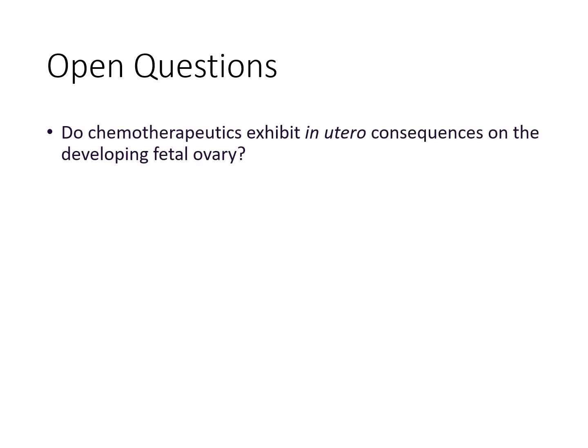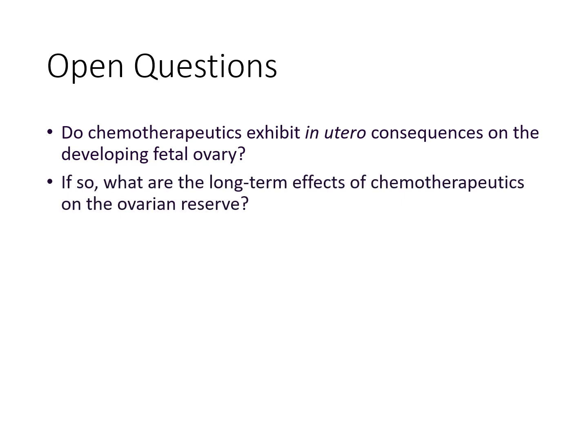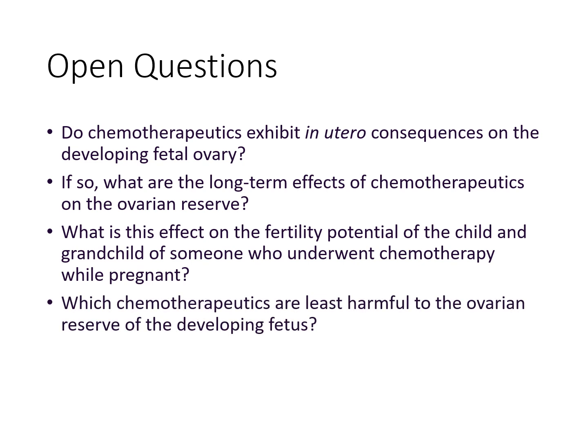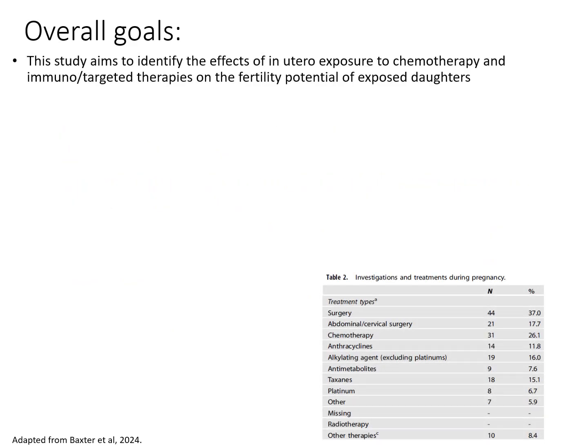So open questions in the field, therefore, are: do chemotherapeutics exhibit in utero consequences on the developing fetal ovary? If so, what are long-term effects of chemotherapeutics on the ovarian reserve? What is the effect on the fertility potential of a child and grandchild of someone who underwent chemotherapy while pregnant? And which chemotherapeutics are least harmful to the ovarian reserve of the developing fetus? So our overall goals are: we aimed to identify the effects of in utero exposure to chemotherapy and immuno or targeted therapies on the fertility potential of exposed daughters.